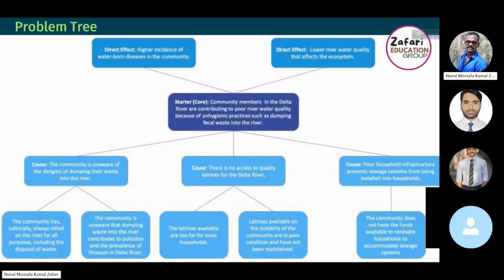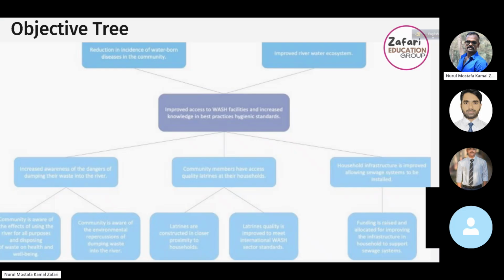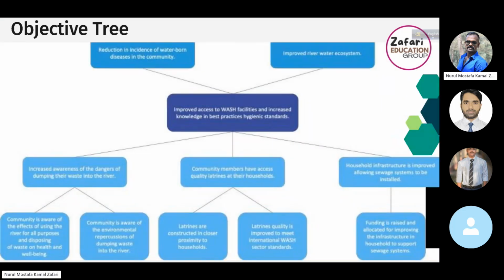So to identify problems in the community, we need to see what is the core problem and what are the supporting problems, meaning the other problems of the core problem. Once we identify and define the core problem, then we can define the objective tree, meaning what is the solution of the core problem and what is the solution of each problem of the core problem.